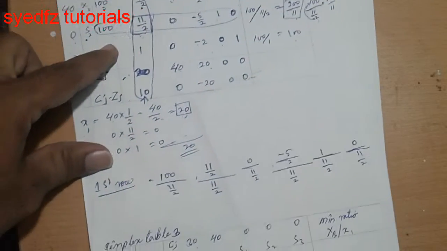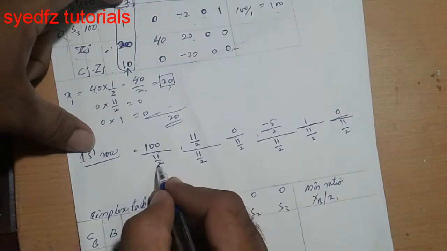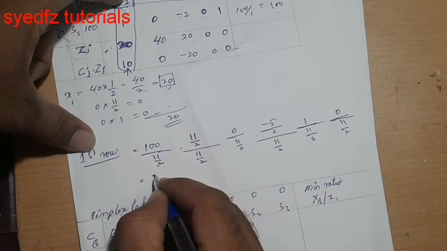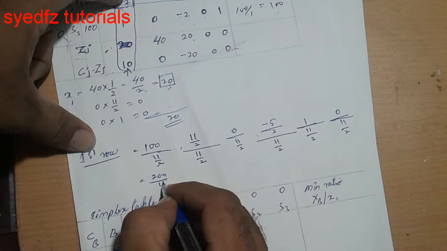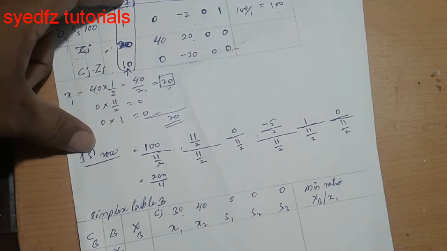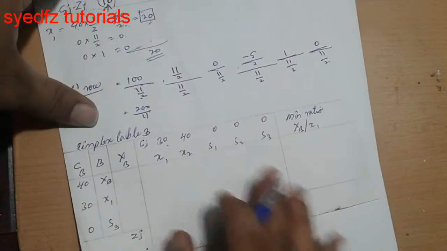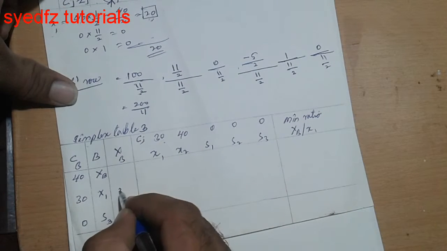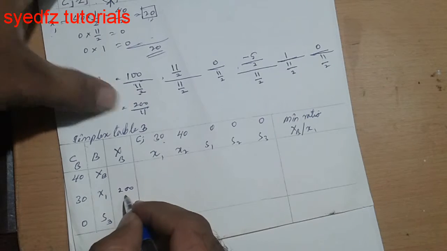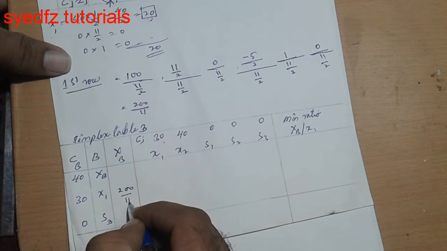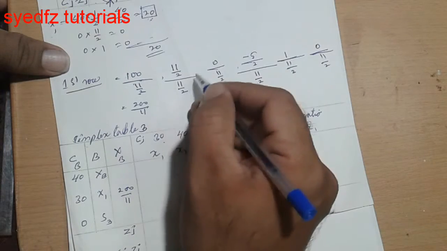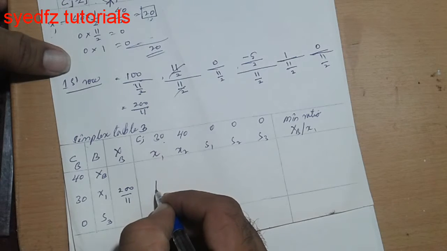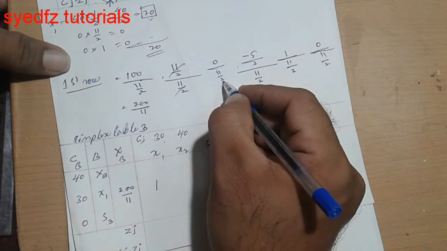How can we solve this one? 2 multiplied with 100 is 200, so 200 divided by 11. So we have got the solution to basic variable, which means we have got the x1 value: 200 divided by 11. And the second one, we got only 1, so x1 is 1. Here 0 divided by any value means 0, so x2 is 0.